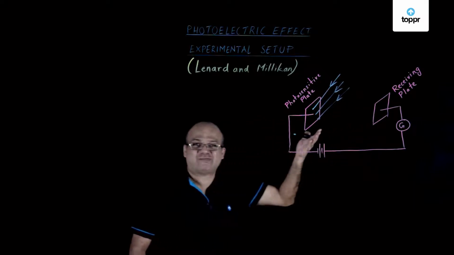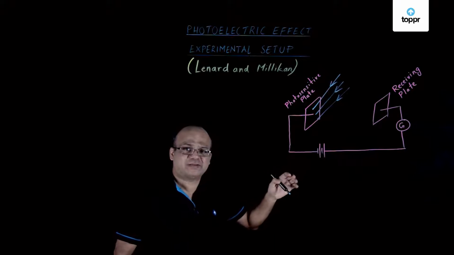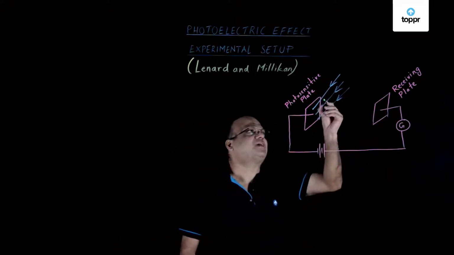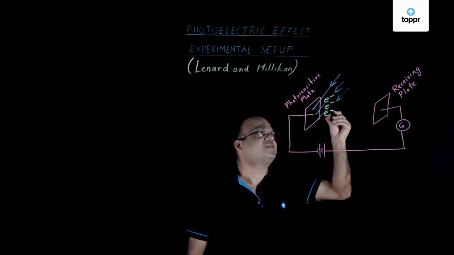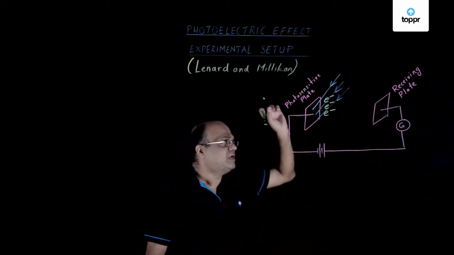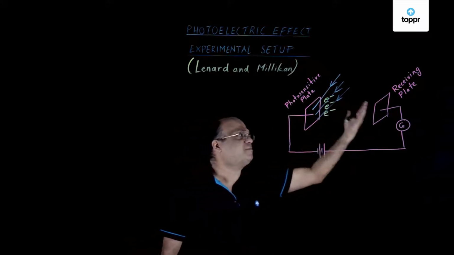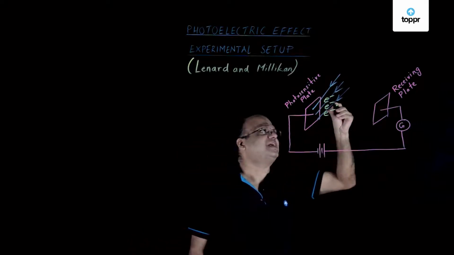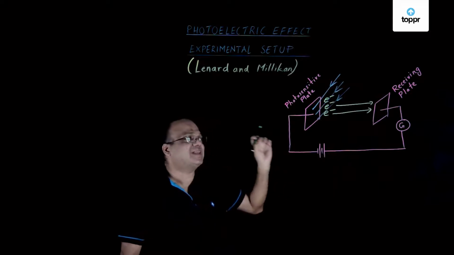So let us say blue light is falling on this photosensitive plate. What will happen? Electrons will come out because of photoelectric effect. So these are the electrons that come out of the photosensitive plate. Now, if this receiving plate is kept at positive potential, as is the situation now, the electrons will easily reach the receiving plate and current will be seen in the galvanometer.